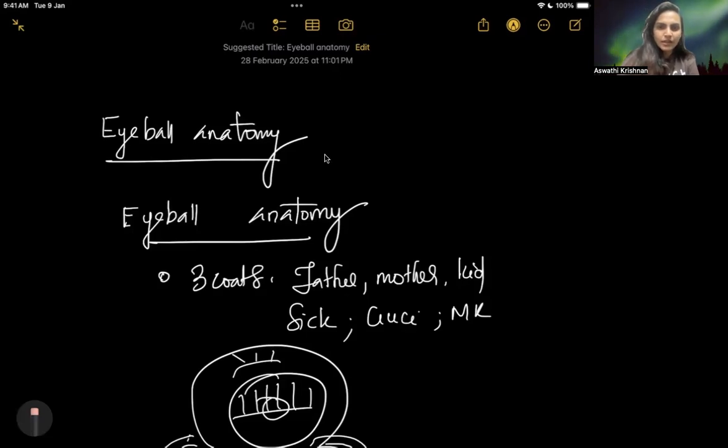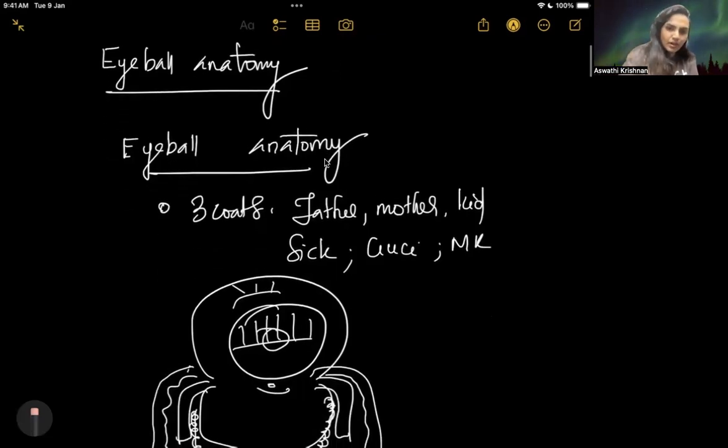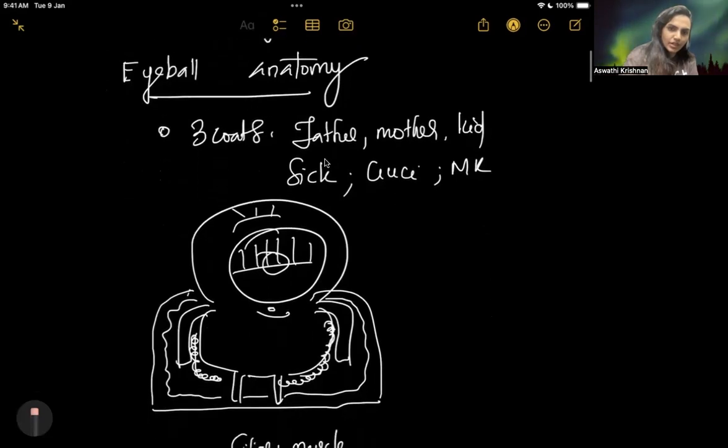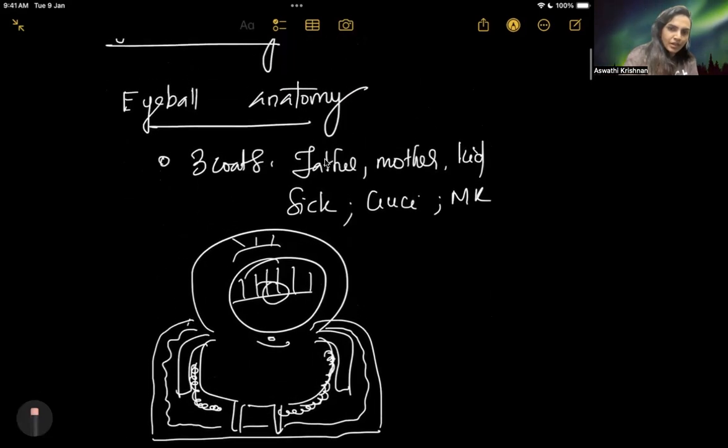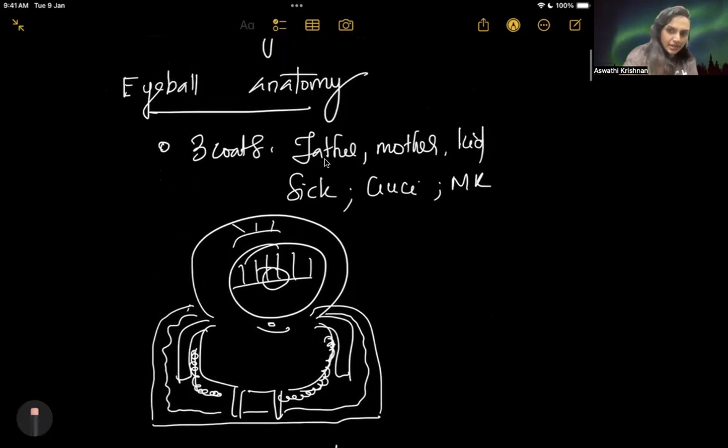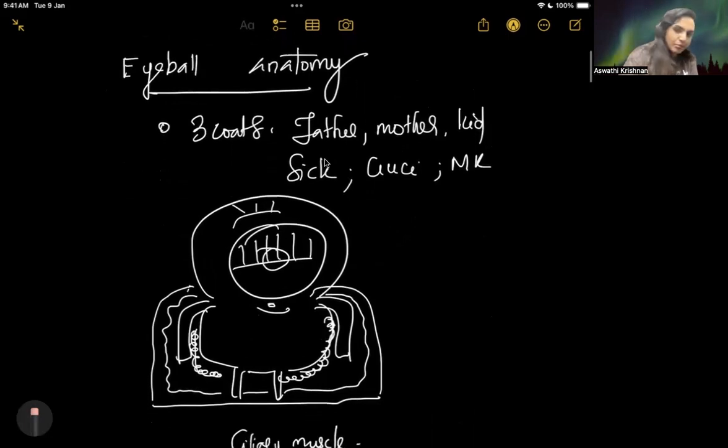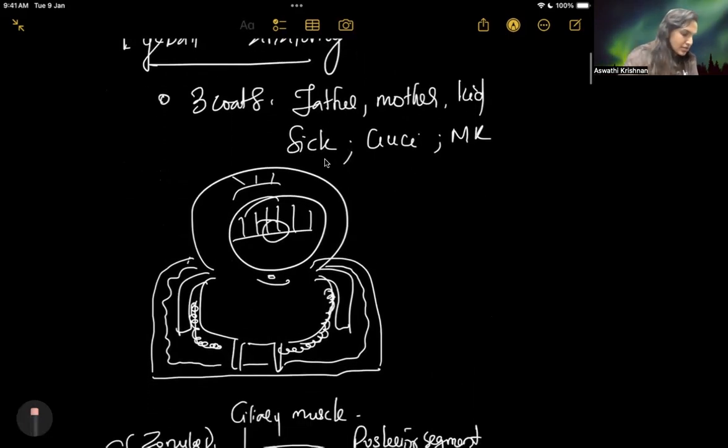So here I have the eyeball anatomy. And for that, one thing you have to remember is to imagine, picturize, an eye monster. This is the eye monster that I made. Can you see the big, huge eye, and his hands and feet? And he's wearing three coats.